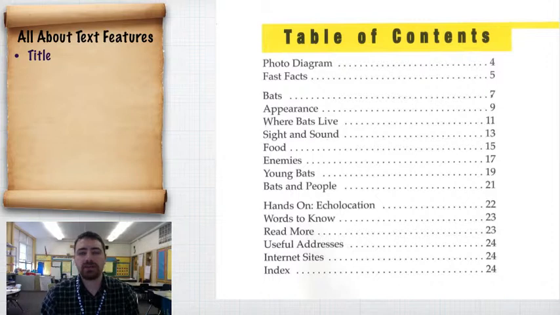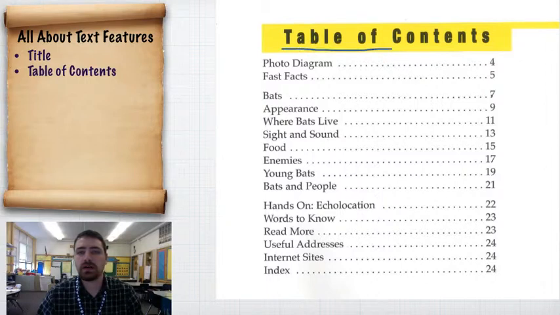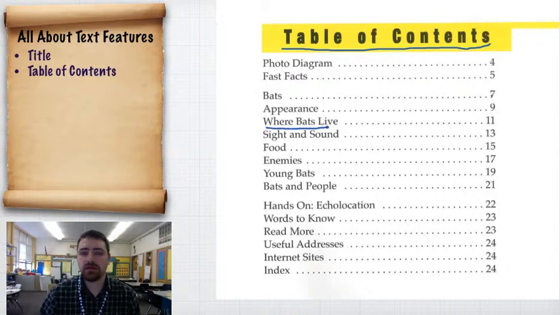Our next text feature is going to be the table of contents. You can see right here. What the table of contents does is it tells us about what's going to be in the book and where to find it in the book. For example, if I wanted to know about where bats live, I would go ahead and turn to page 11. If I wanted to know about the food that bats eat, I would go ahead and turn to page 15.